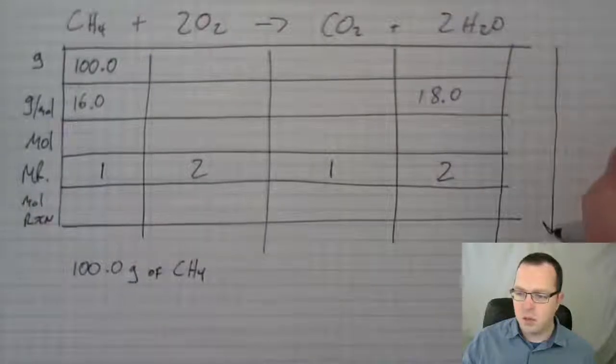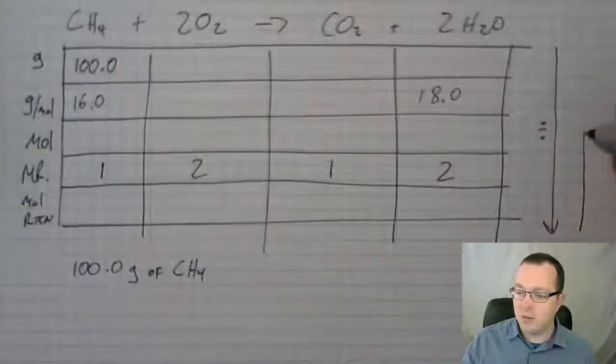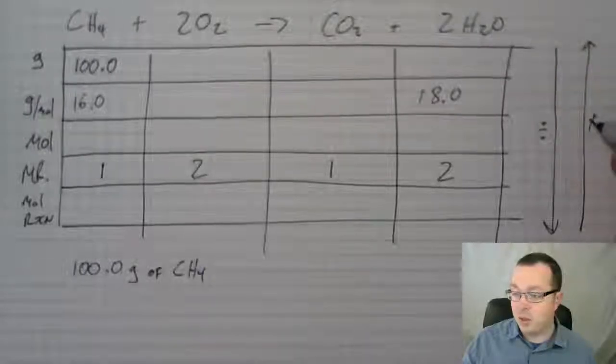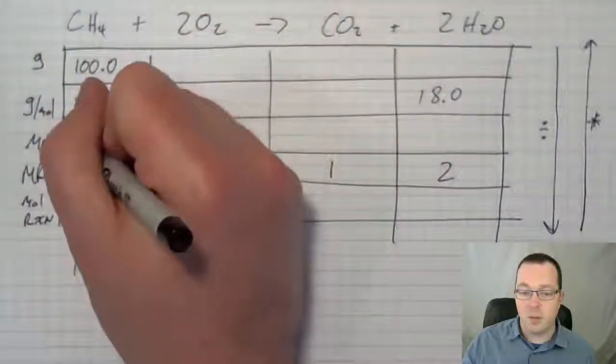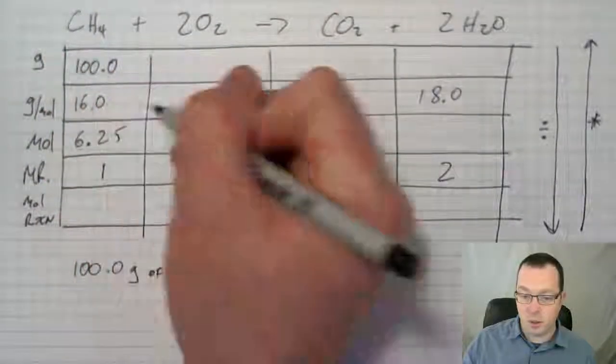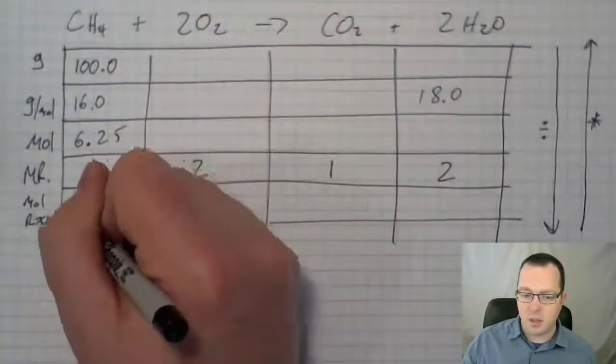Okay, so how do you use the chart? Here's the great thing. You go down, you divide; you go up, you multiply. And that's it. So you play leapfrog here. We go from the grams, divide that by the grams per mole, and we get the moles. Now we take the 6.25 and we get this mole of reaction.